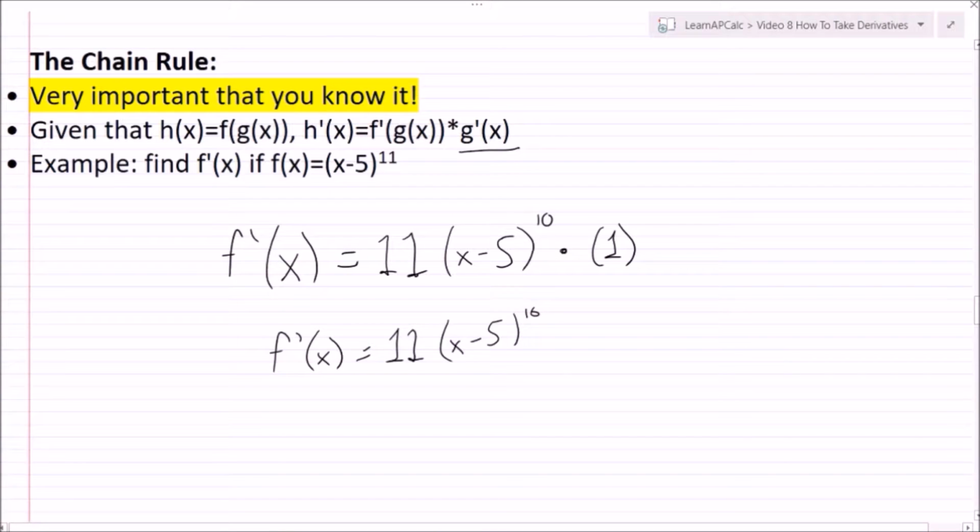Now if you think about it, the power rule is just a special case of the chain rule. When we do the power rule, like say d/dx of x to the fifth equals 5x to the fourth, this is just a special extension of the chain rule because we know that this inside term, g prime of x, always equals 1. So again, very important that you know the chain rule and sort of understand it. Very fundamental to taking derivatives.